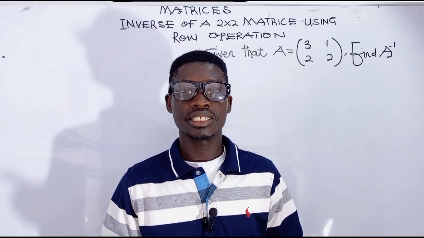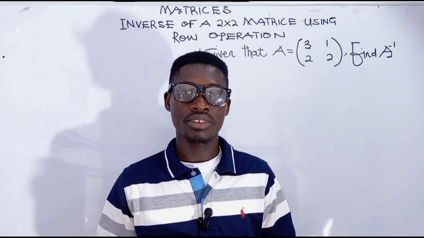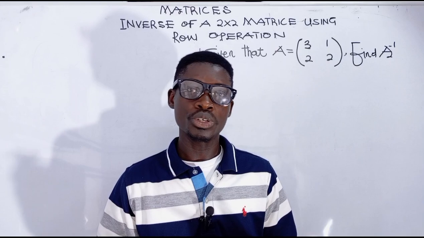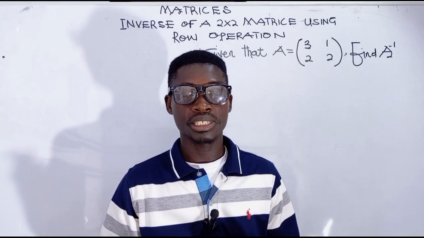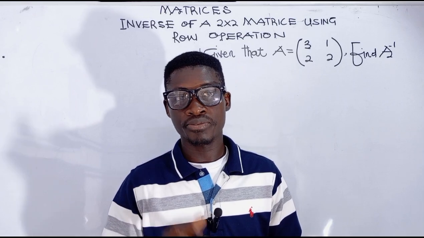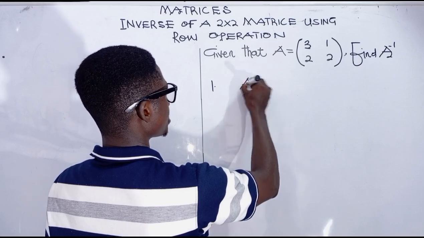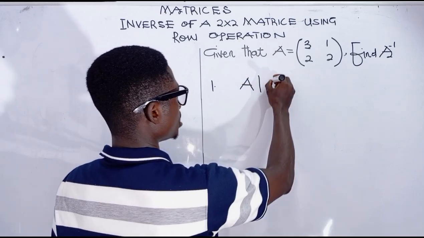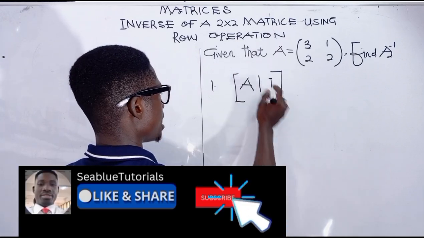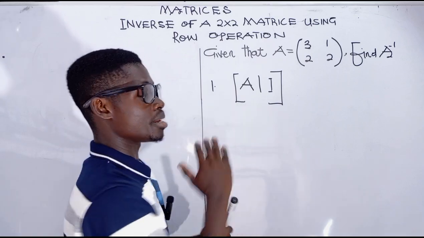In this lesson, we want to look at another approach that can be used to find the inverse of a matrix, and this method is the row operation. The row operation is based on the property of determinant of a matrix. To use this method, we first augment the matrix by a unit matrix, and this unit matrix must be of the same dimension as the matrix.